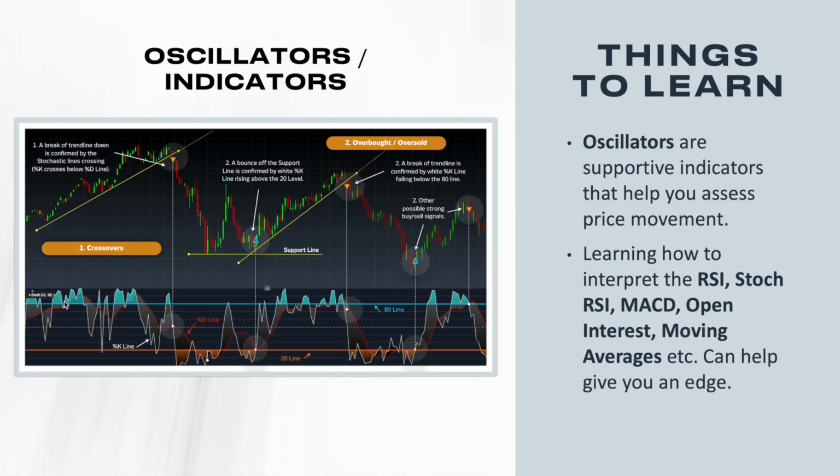This particular example has got the stock RSI, which you can see when it reaches oversold here, below the 20 line. You can see that's when the price action starts to reverse and head higher again. Just an example of how indicators can help predict when the price is going to go up or down. Things you absolutely need to learn: oscillators, indicators.